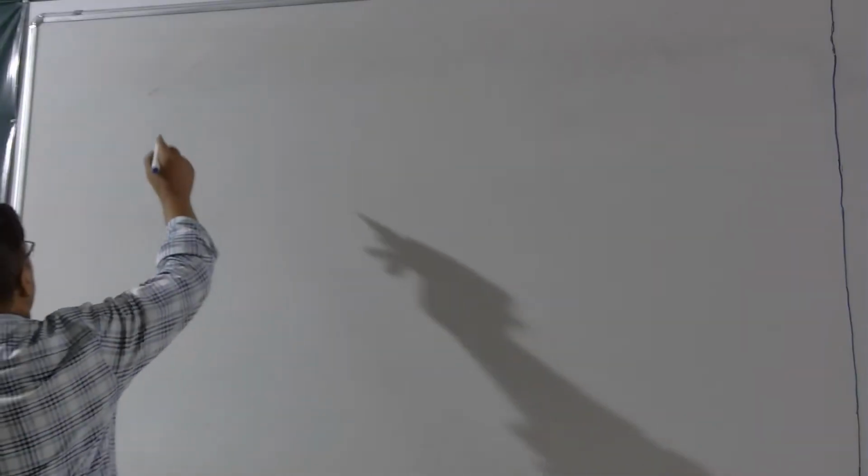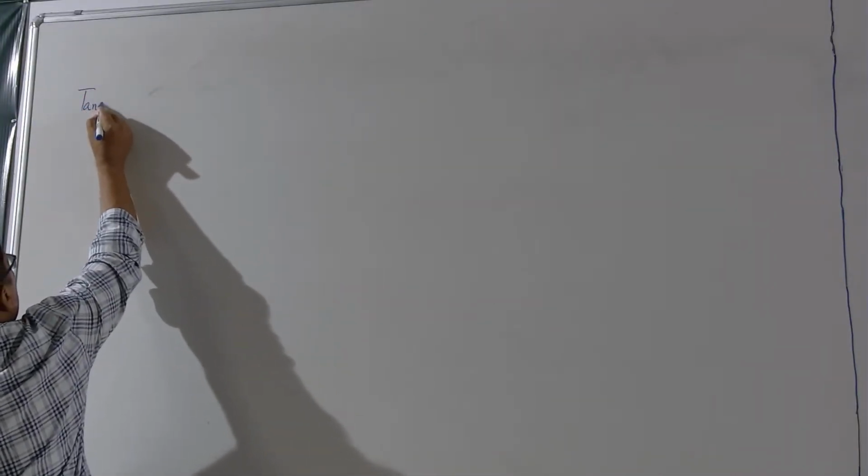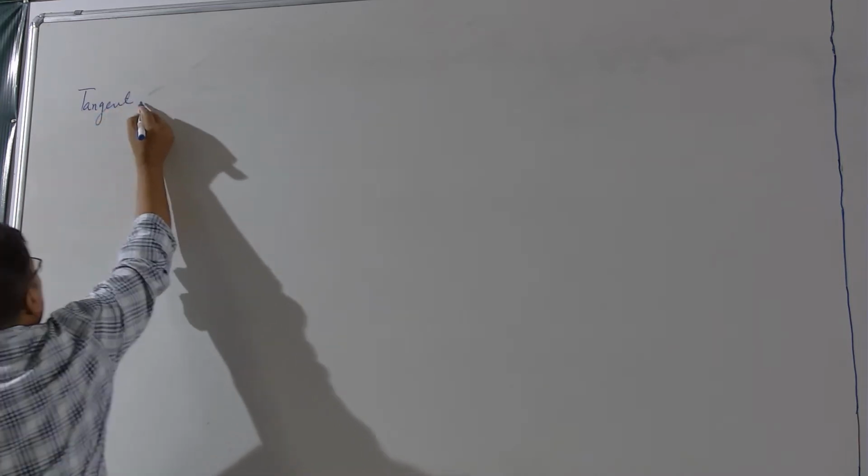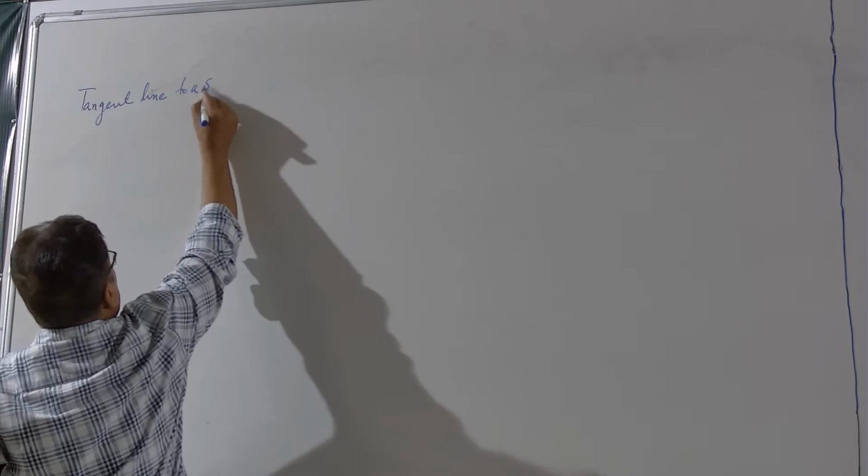Now, I will define the tangent line. So, let us discuss tangent line to a space curve.